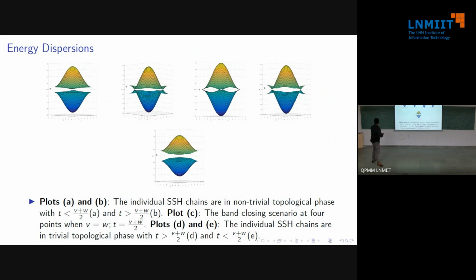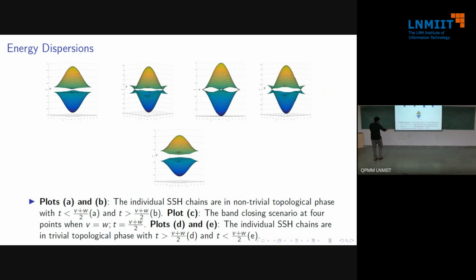And if I take this as my Brillouin zone, I have these 4 points where my band touches. In one case, the band gap at this and this is very small. In another case, the band gap at this and at this is very small. That is what these 2 diagrams are.